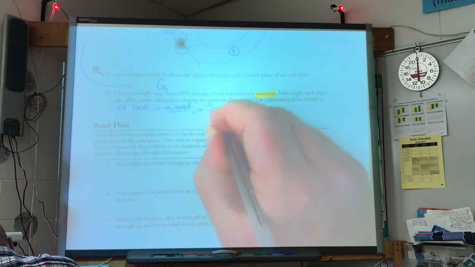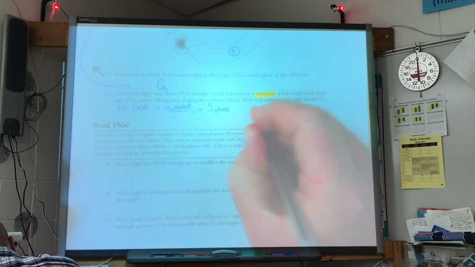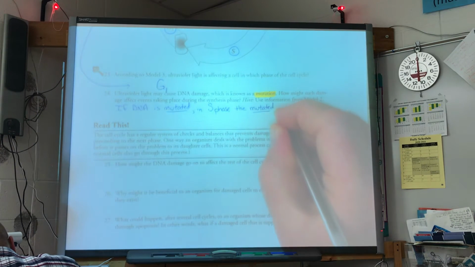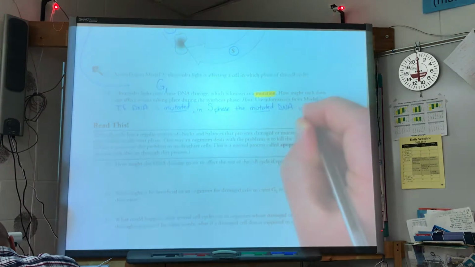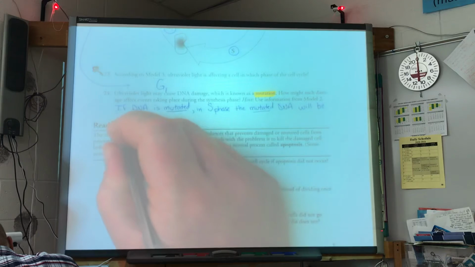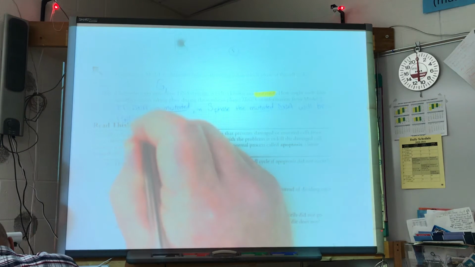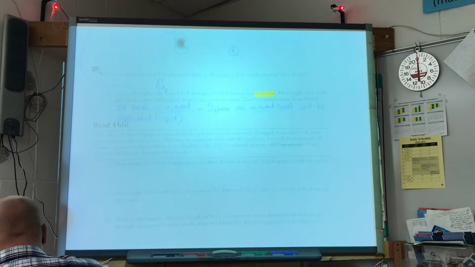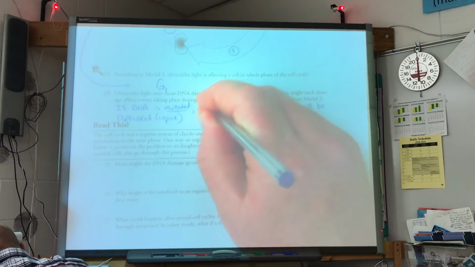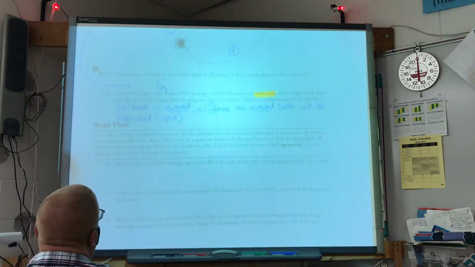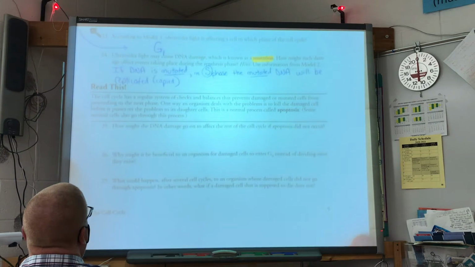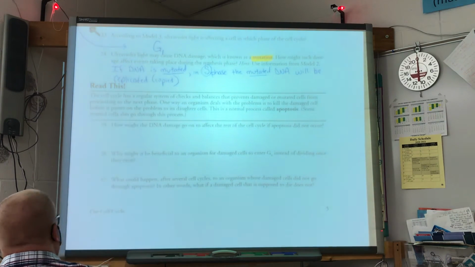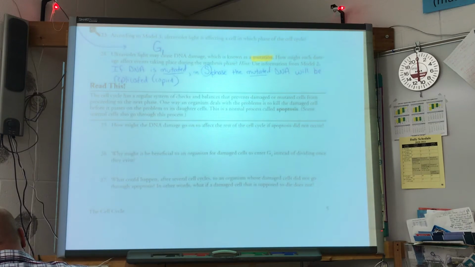what could happen? Well, the UV light is getting blasted on the cell in G1. Now what happens during S phase? The DNA is replicated, it's copied. So if the DNA gets mutated in G1, and it goes through S phase, that mutated DNA just got replicated and copied. And if that cell continues through the cell cycle, one cell with that mutated DNA just divided, and now you have two cells with that mutated DNA.